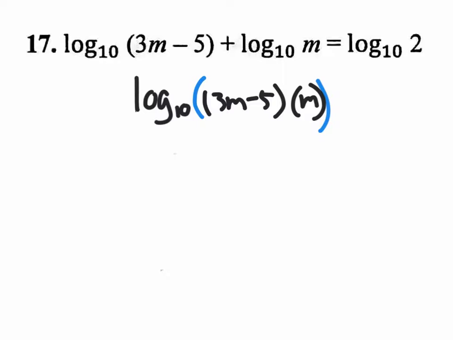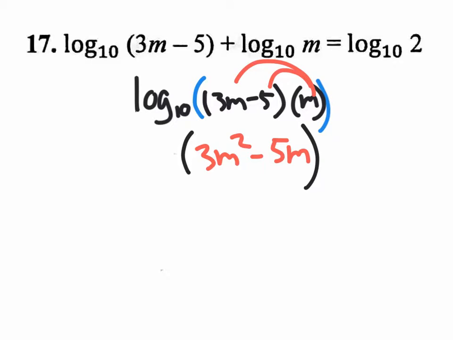Now let me distribute m times 3m, that'll be 3m squared. M times negative 5, that's negative 5m. So what I really have is 3m squared minus 5m in parentheses and a common log of that. Now when I say common log, we don't even need to write the 10, because if you don't have a 10 down there, you automatically assume it's a common log, which means that it's base 10.